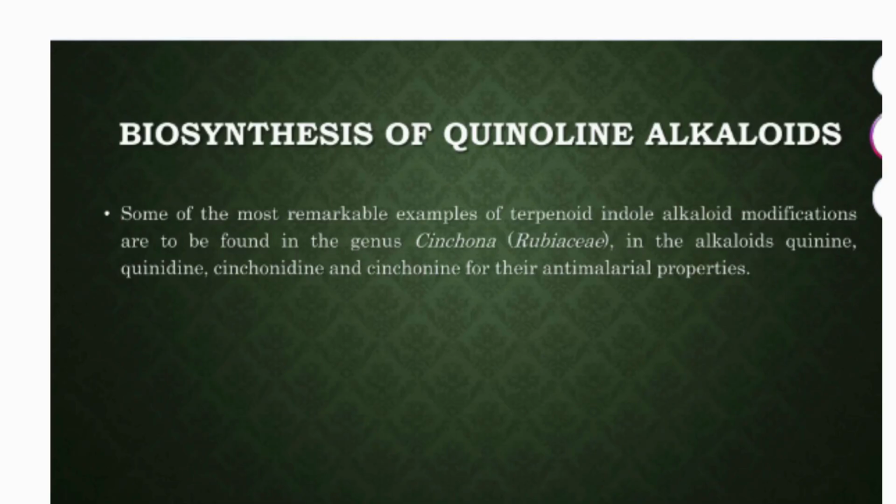Biosynthesis of quinoline alkaloids. Some of the most remarkable examples of tryptophan-derived indole alkaloid modifications are to be found in the genus Cinchona, Rubiaceae, with the alkaloids quinine, quinidine, and cinchonidine, known for their antimalarial properties.